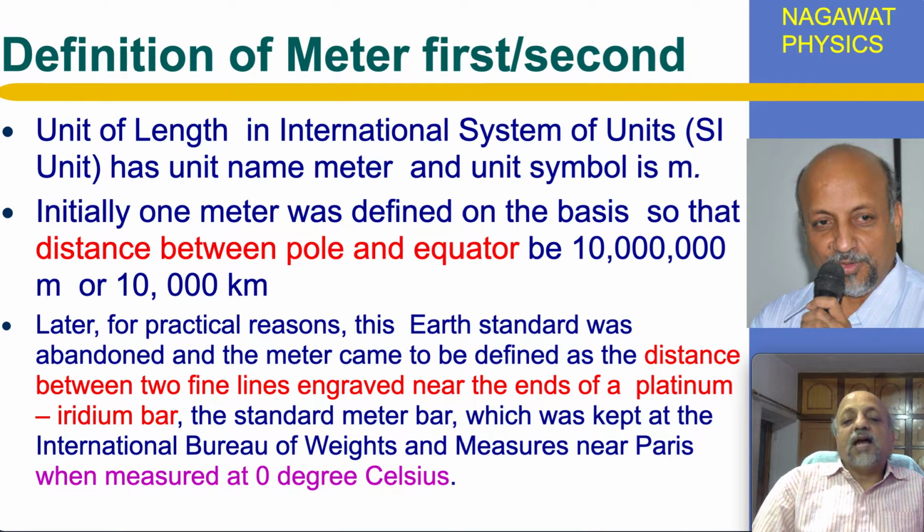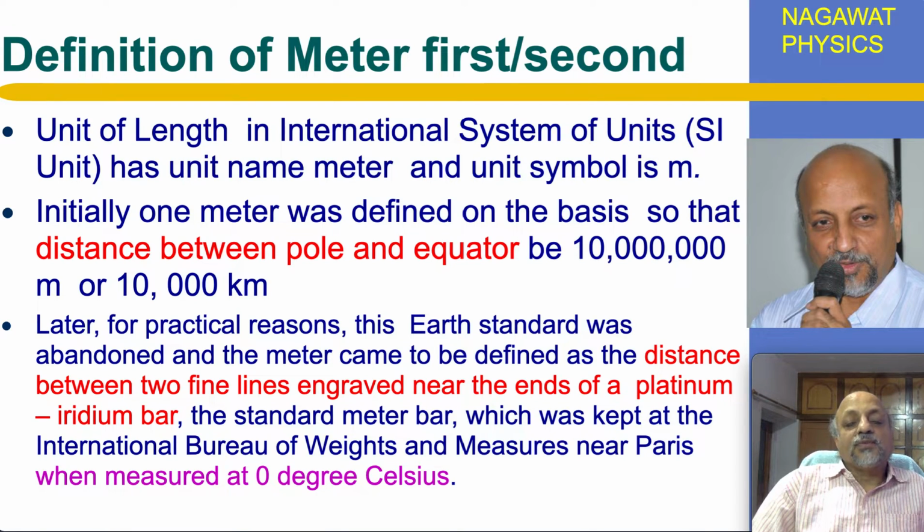Initially the definition of meter was given in terms of the distance between the pole of the earth and the equator, and that distance was assumed to be 10,000 kilometer, and based on that one can define 1 meter. But this particular definition, which was the first standard definition of a standard meter, was not suitable because this distance between pole and equator is difficult to measure accurately and precisely.